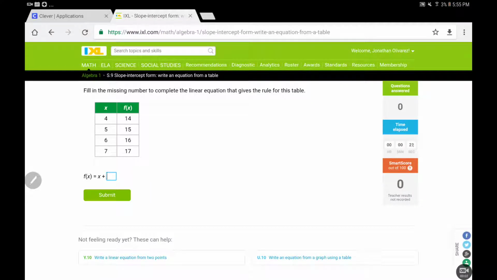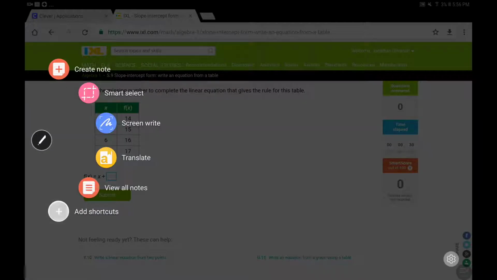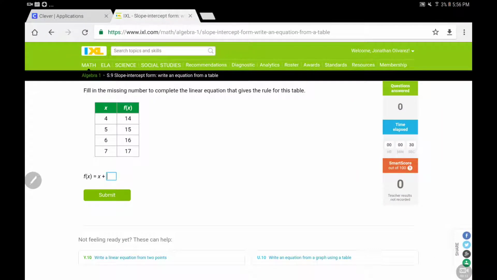Hey everyone, we're going to take a look at S9 slope-intercept form, writing an equation from a table. A lot of people have been having a little bit of an issue with this, so let's make sure we can differentiate what we're looking for.